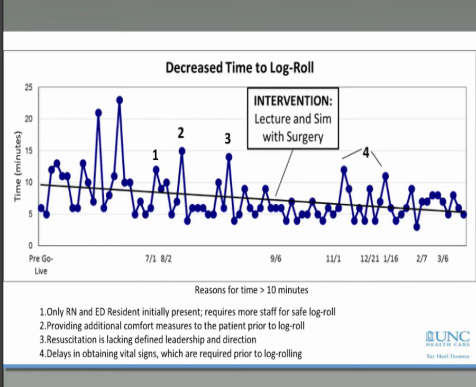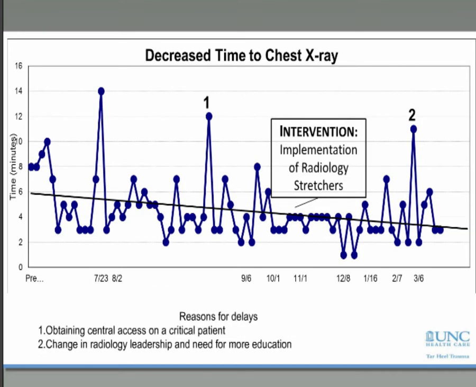And then towards the end, you see that not only has the time to log roll been decreasing, but the variability has also decreased. So we're improving in time and decreasing variability. In a process, that's very, very good. The other reason why we studied it is we can pick up blips. As you can see, number 4, we said, wow, why are these two off the charts? Why are they outliers? Well, it just took longer to get the vitals, so it's acceptable.